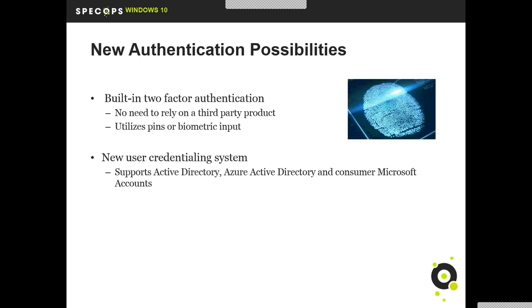Talk about authentication. In the area of identity and access control, Windows 10 will offer IT managers the necessary functions to protect user credentials and devices with two-factor authentication without having to rely on third-party products, which is nice. It will let users enroll with their devices as one of the two authentication factors, with the second being either a PIN or a biometric input, such as the reading of your fingerprint. Also, there's going to be a new user credentialing system. It's going to support Active Directory, the Azure Active Directory, and then consumer Microsoft accounts.